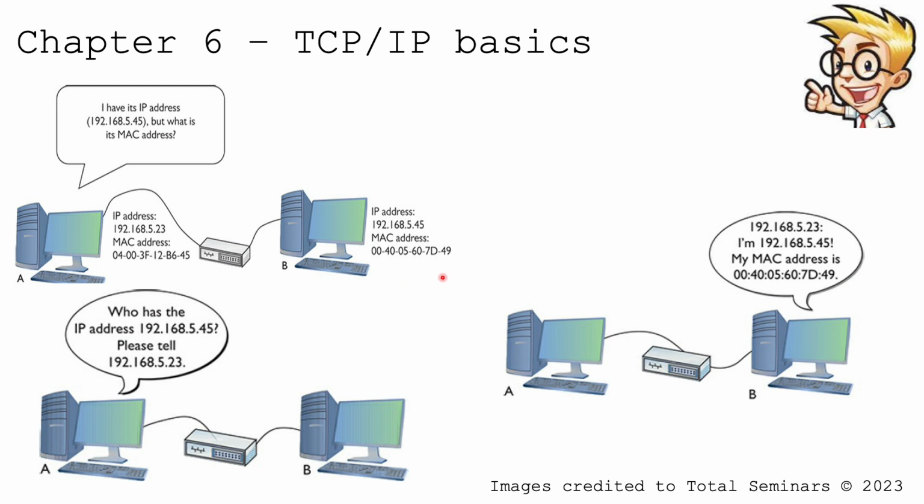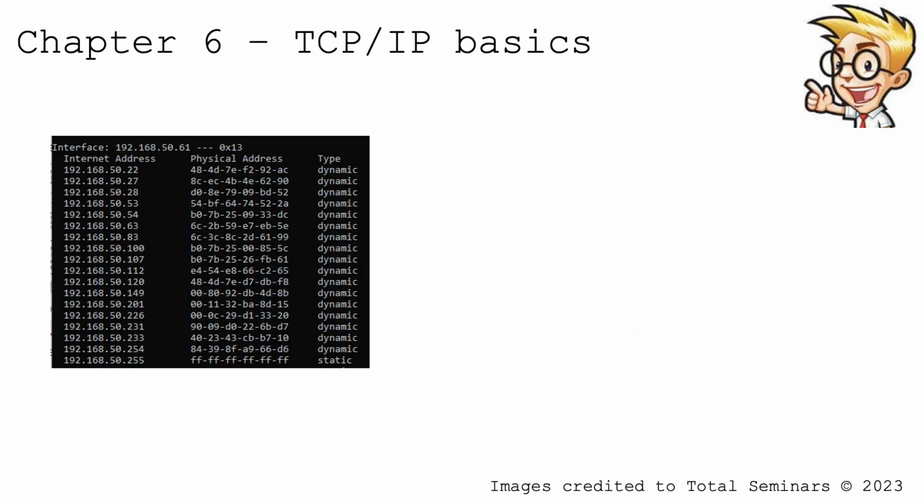Computer B is that computer that we're talking to, and we need to get this MAC address. So we're going to send a request. Who has the address 45? Please tell 23. And then, okay, now I'm going to send this info back to 23. Hey, I'm 45, and this is my MAC address 49. That is visually what's happening when you use an ARP, or Address Resolution Protocol. So at a local level, we would resolve IP addresses to MAC addresses.